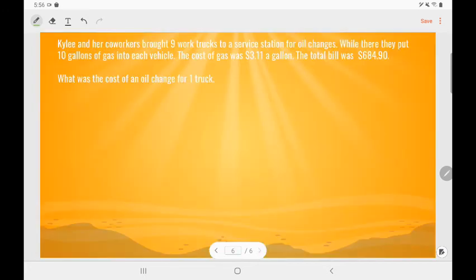Kylie and her coworkers brought 9 work trucks to a service station for oil changes, and while they were there, they put 10 gallons of gas into each vehicle. The cost of the gas was $3.11 a gallon, and the total bill was $684.90. Now my question is, what was the cost of an oil change for one truck? So my unknown, I'm going to let it be C for cost of oil change.